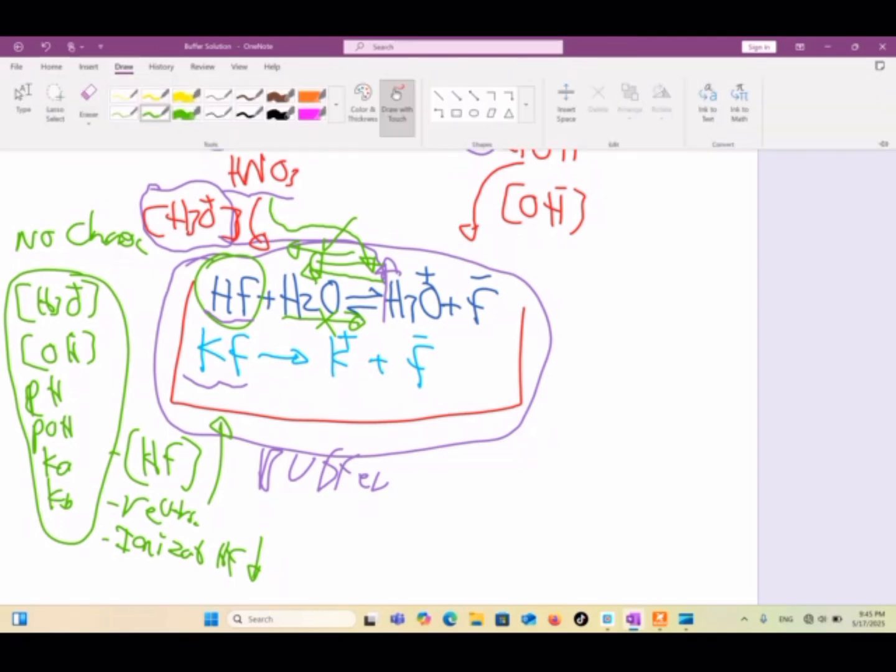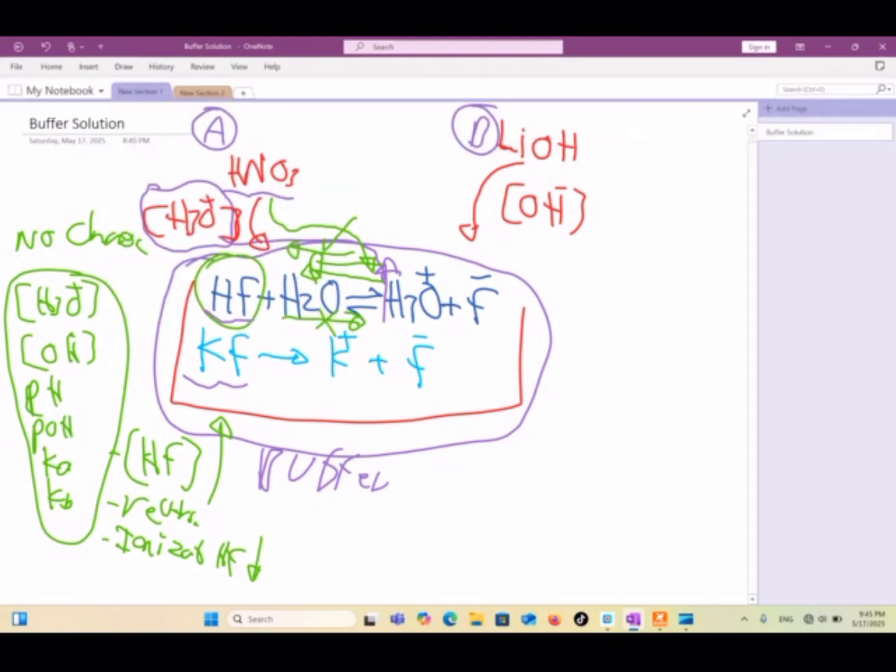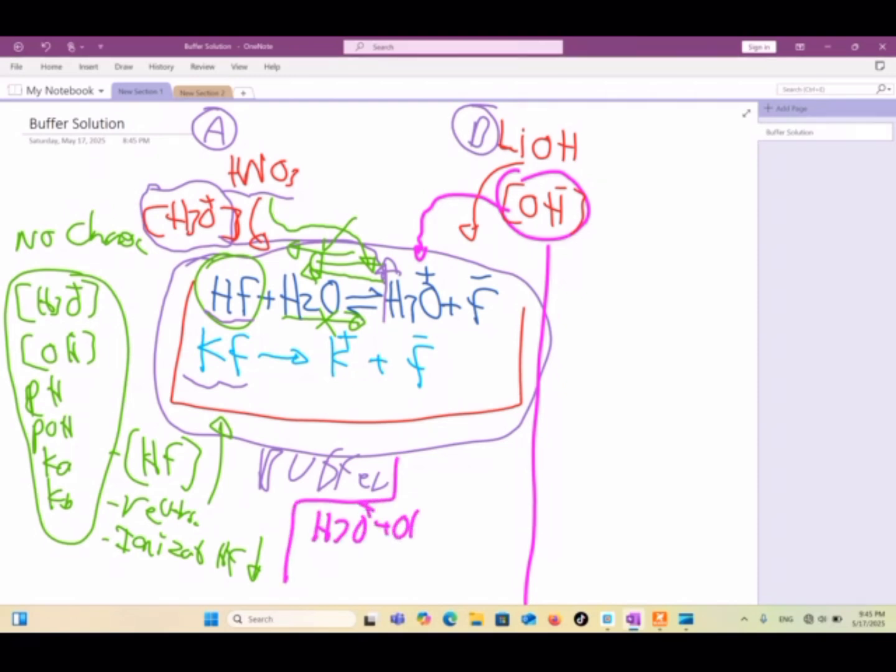Let us add a base into the same solution. A base, guys, we mean hydroxide. Whenever we add hydroxide to the same solution, the hydroxide has a tendency to react with hydronium and form H2O. As you can see, this is the neutralization. Hydroxide reacts with the hydronium to form H2O. This is not the H2O in the reactant. It will take the hydronium and react to form H2O in an individual reaction.